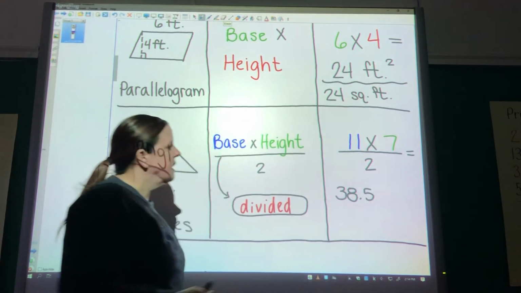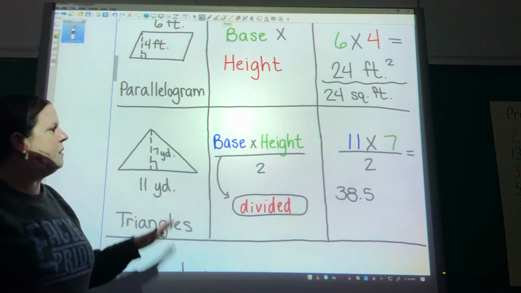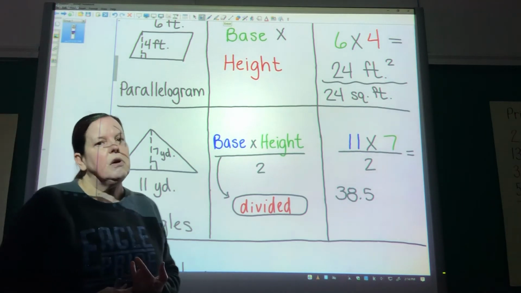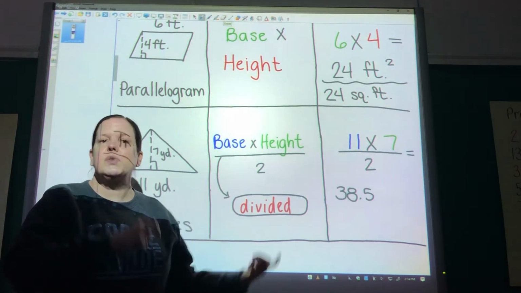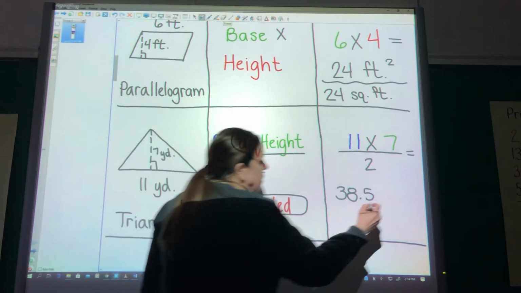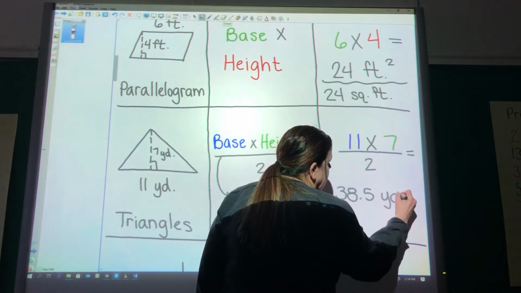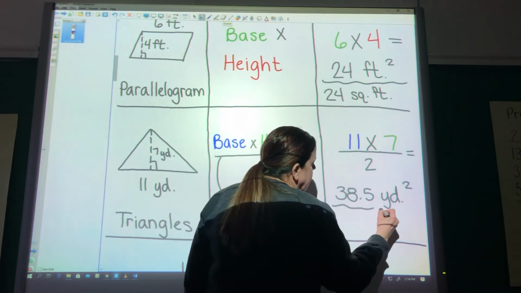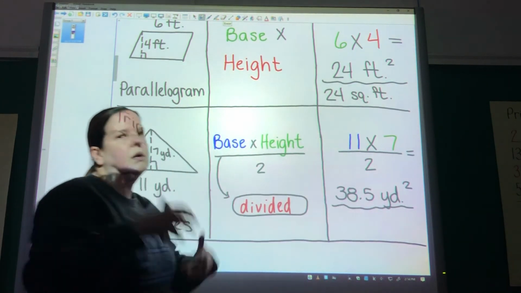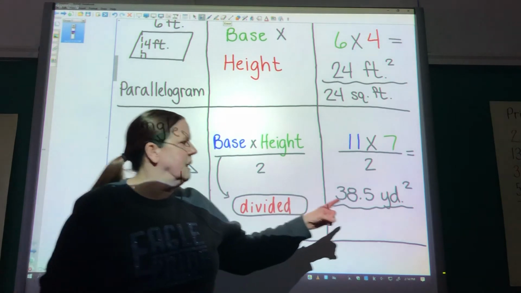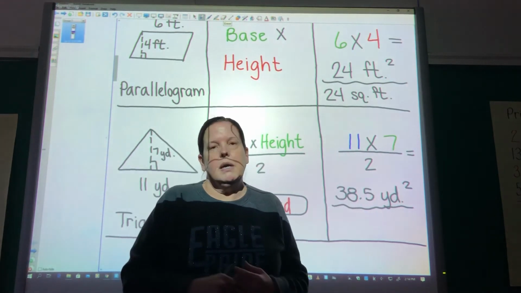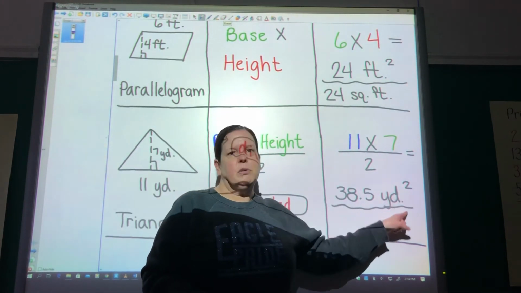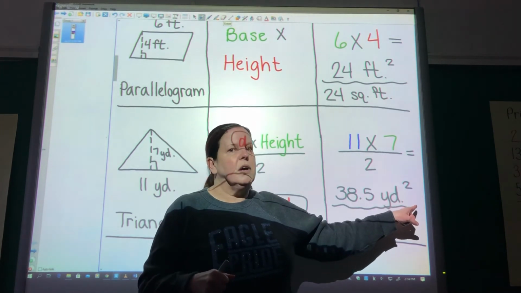Okay, we are still on area. All area, it doesn't matter what shape, what polygon you have, all area answers are squared. So we are in yards. So 38.5 yards squared. Now again, because you're using a keyboard, a lot of times you can't get the little 2. And again, don't put the big 2 after it because that will automatically be marked wrong, okay?